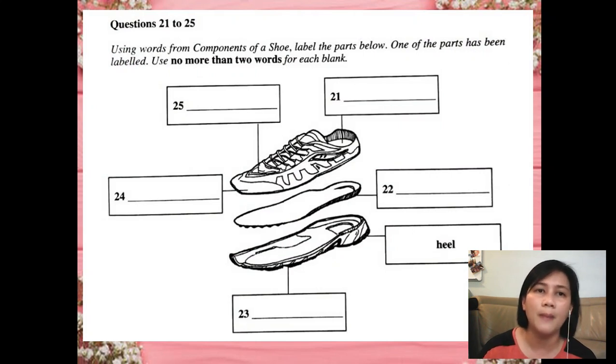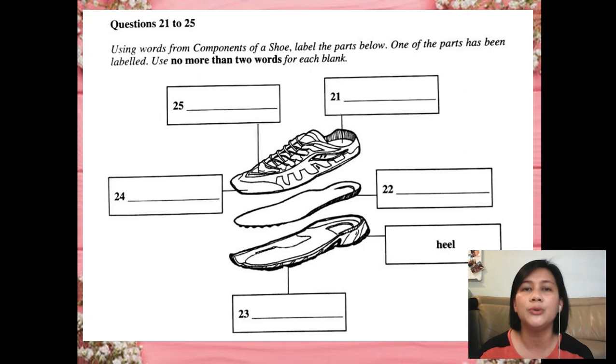Using words from components of a shoe, label the parts below. One of the parts has been labeled. Use no more than 2 words for each blank. Maksudnya, kalau jawapan awak betul, tetapi perkataan awak melebihi daripada 2 patah perkataan, your answer is considered wrong. Okay, so please be careful.